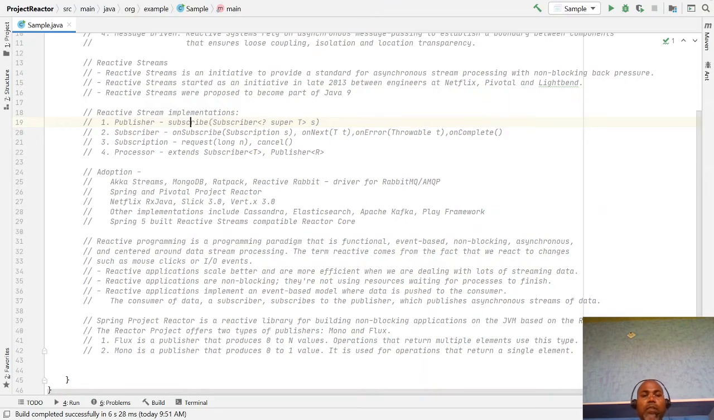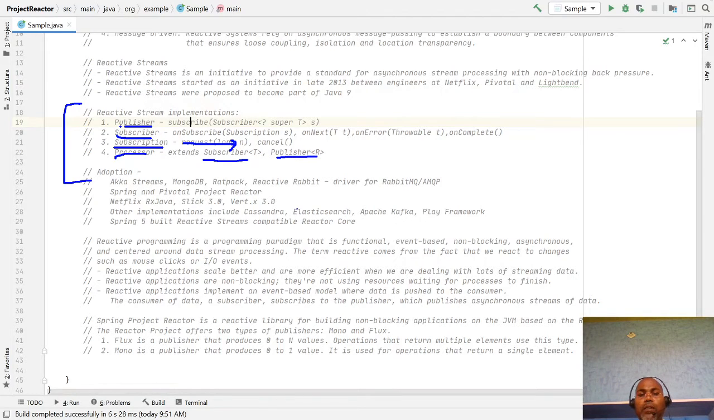So these are only four key parameters. The publisher is publishing the data, the subscriber is subscribing and consuming the data. Third, subscriptions, where the subscriber can request back pressure, saying I need this kind of rate. And finally, the processor. The processor is nothing new, it is just an extension of subscriber and publisher.